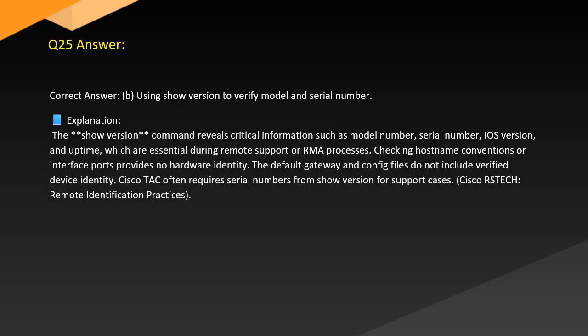Answer. Correct answer. B. Using show version to verify model and serial number. Blue book explanation. The show version command reveals critical information such as model number, serial number, iOS version, and uptime, which are essential during remote support or RMA processes. Checking hostname conventions or interface ports provides no hardware identity. The default gateway and config files do not include verified device identity. Cisco TAC often requires serial numbers from show version for support cases. Cisco RSTECH, remote identification practices.